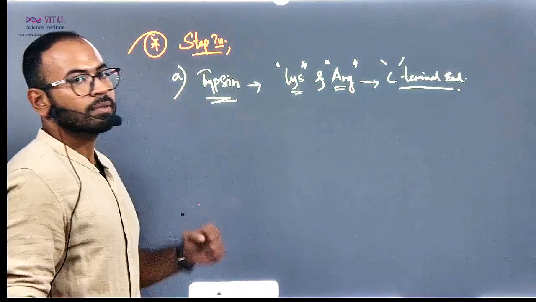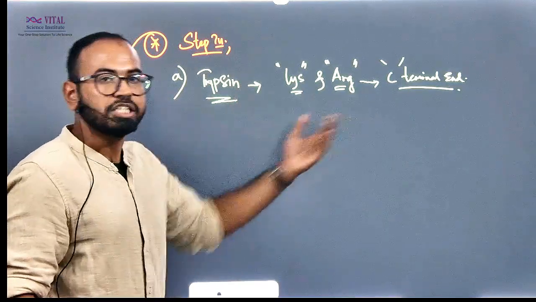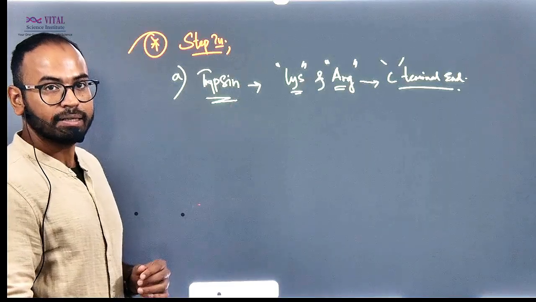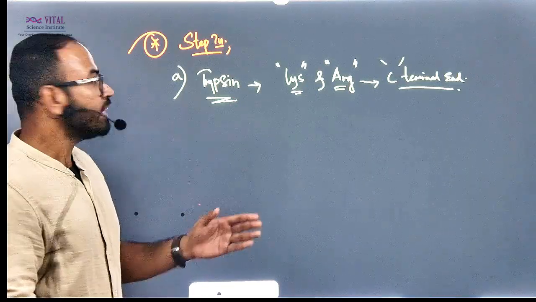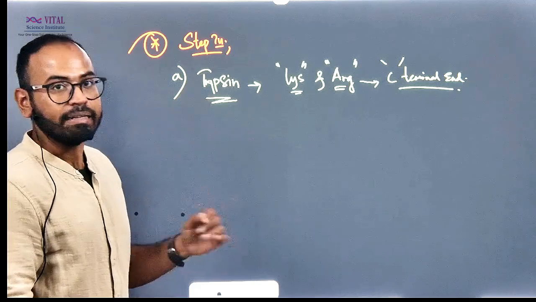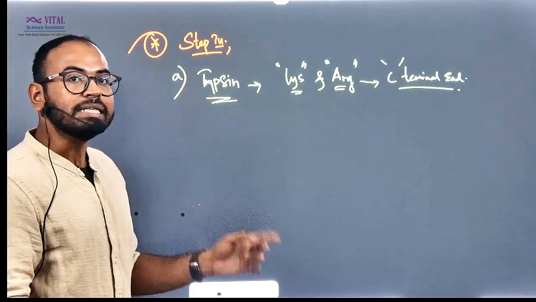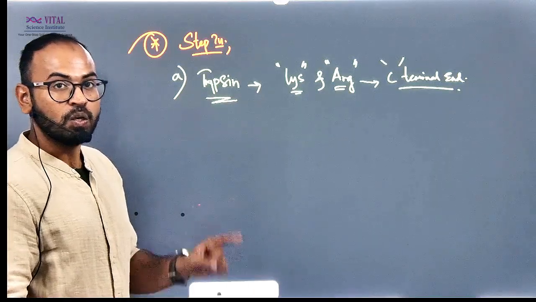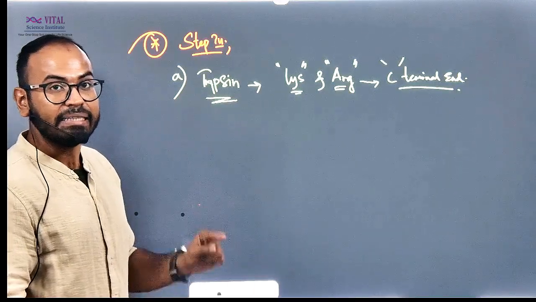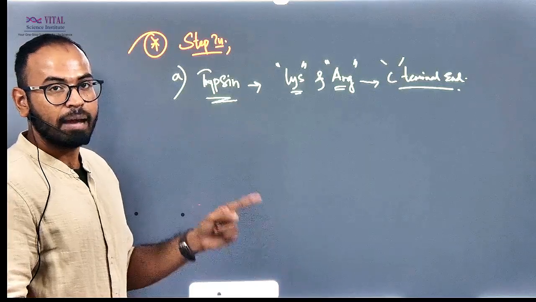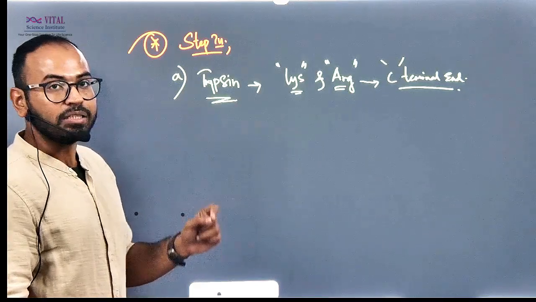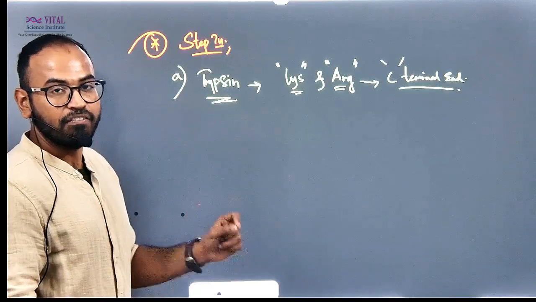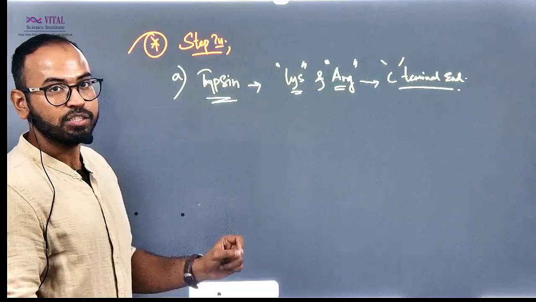That means if lysine and arginine are present within that particular peptide chain, then cleaving by trypsin will occur at the carboxyl terminal end. That means the carboxyl group will be provided by either lysine or arginine when it comes to cleaving by means of trypsin.